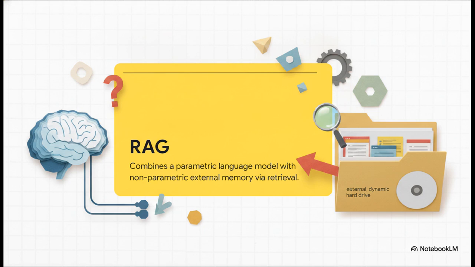But in practice, what this actually means is taking the AI's internal, frozen brain, the parametric part, and basically bolting on an external dynamic hard drive, the non-parametric memory. And the AI can search through that hard drive at the exact moment you ask it a question.